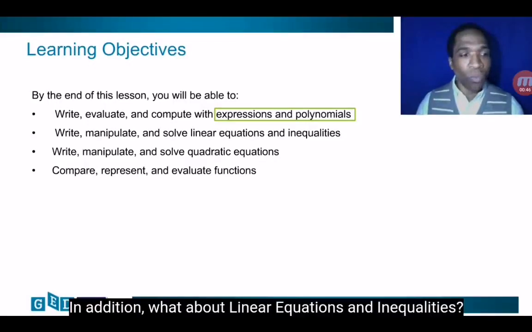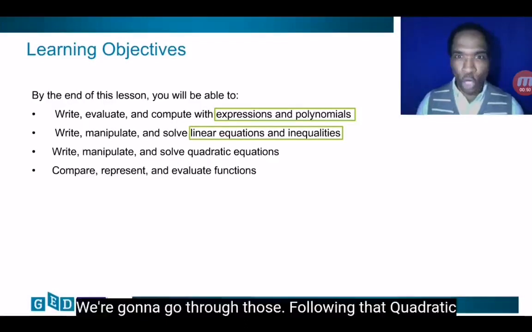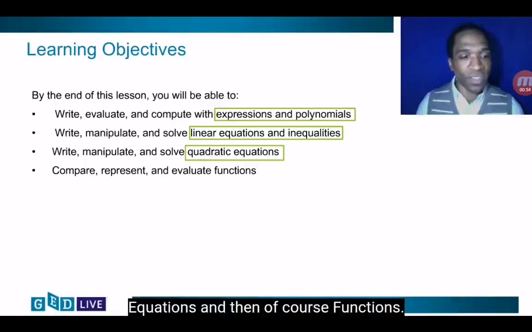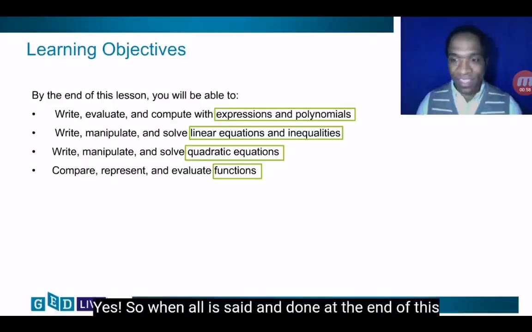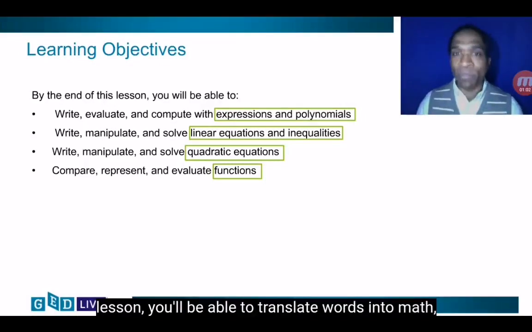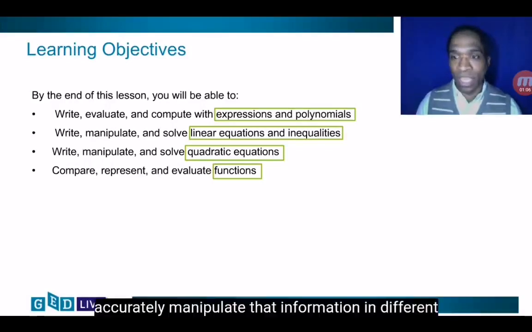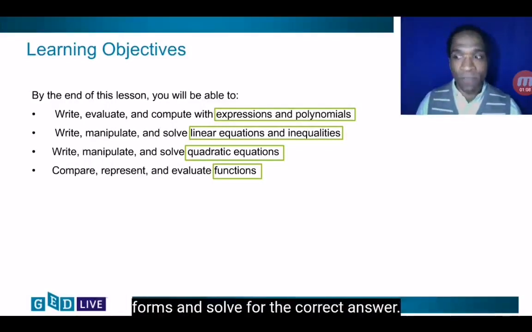In addition, what about linear equations and inequalities? We're going to go through those. Following that, quadratic equations, and then, of course, functions. Yes. So when all is said and done at the end of this lesson, you'll be able to translate words into math, accurately manipulate that information in different forms, and solve for the correct answer.